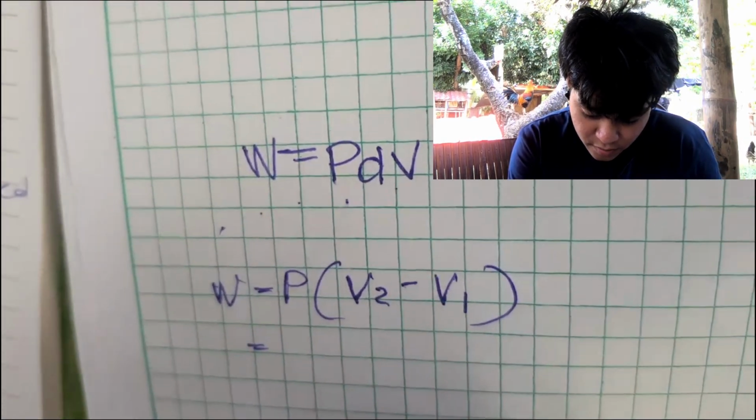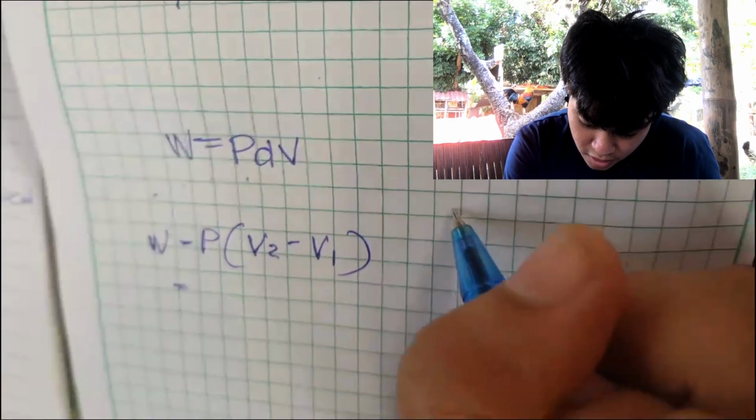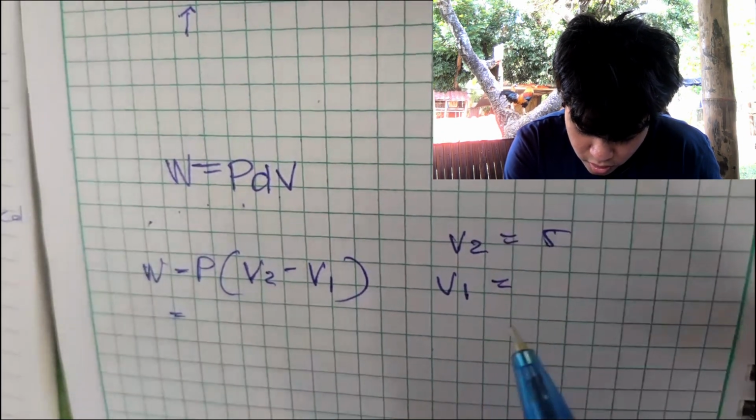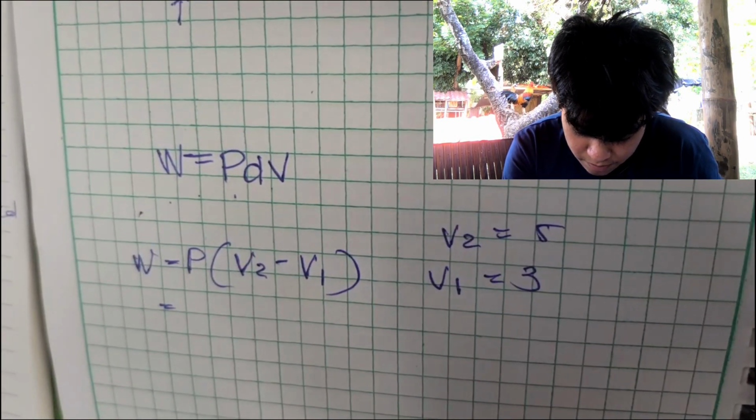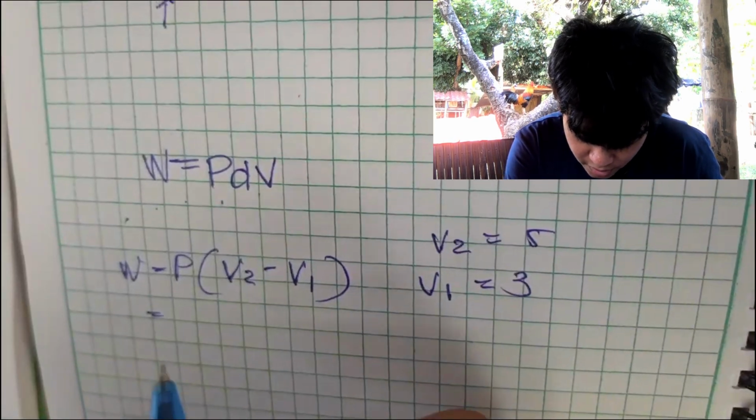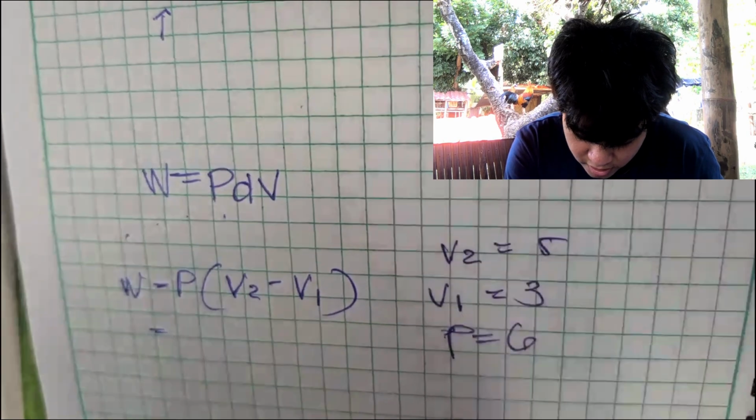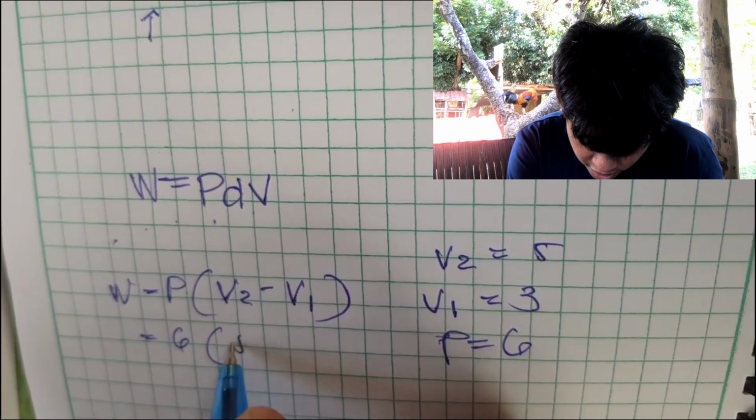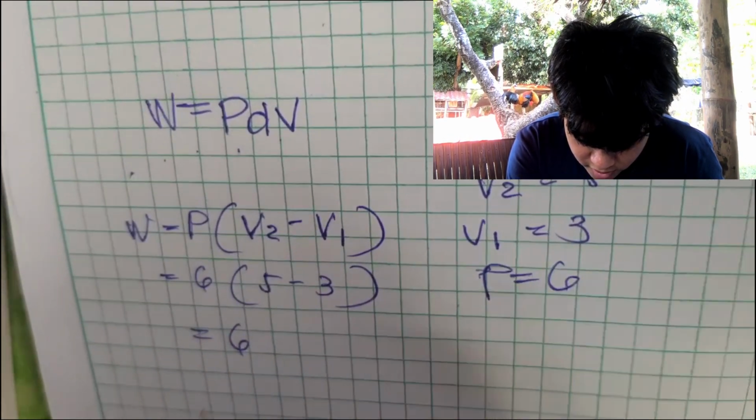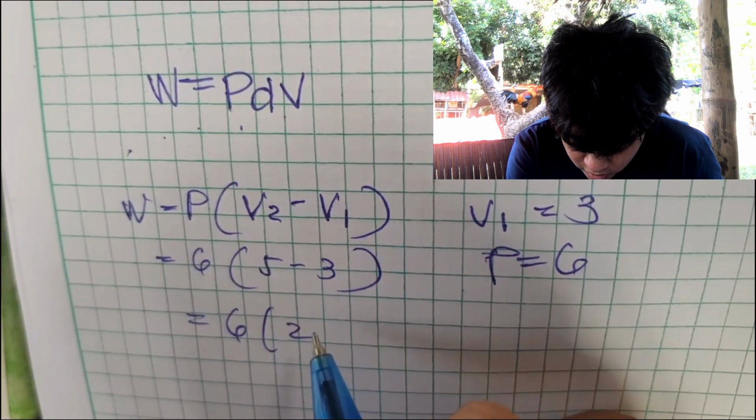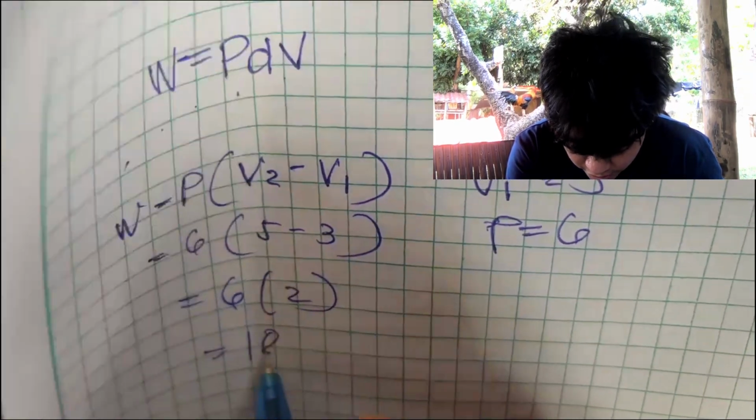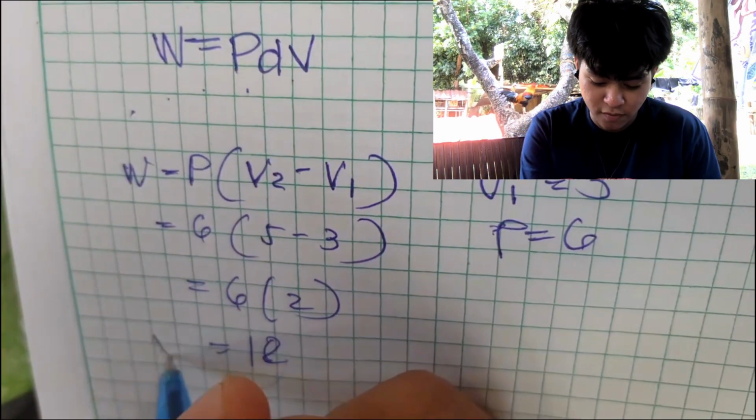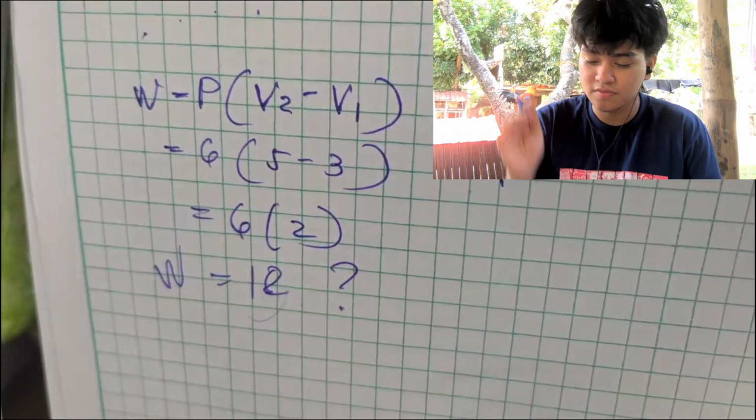and you multiply that with the given numbers. For example, if you are given V2 equal to 5, V1 equal to 3, and P equal to 6, you get 6 times 5 minus 3, which is 6 times 2, equal to 12. And the unit for work is, what is the unit for work? That's my question for you. What is the unit for work?